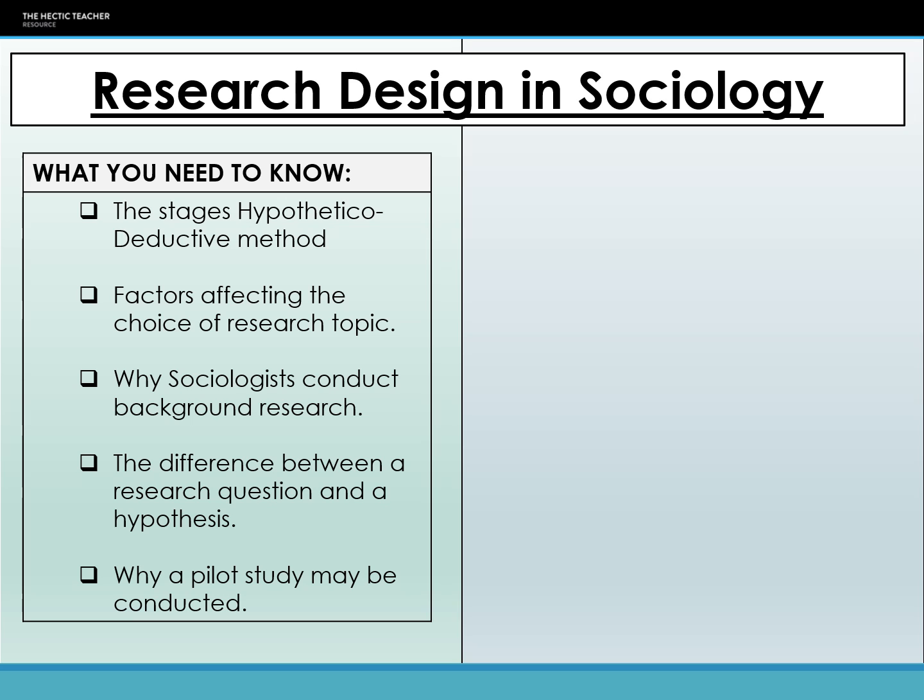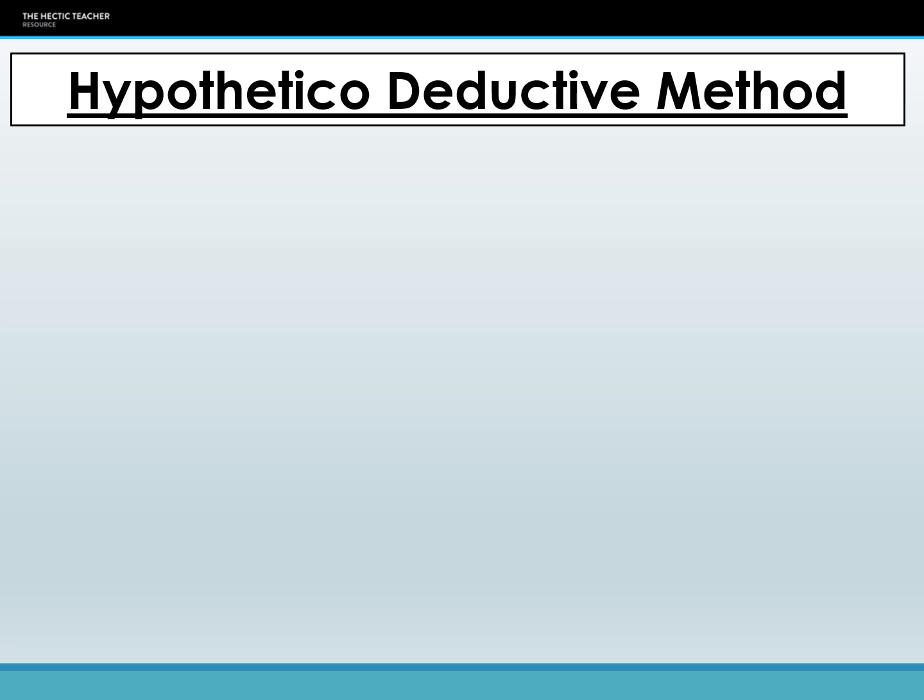But what we will do is outline the hypothetico-deductive model and why it's used, and we'll also talk in more detail about the factors affecting choice of topic, background research, hypothesis and research question, and pilot study. The last few stages of the research design process, or the research process itself, are about the conducting of research, and we will talk about that, but not in as much detail. So let's start off with talking about the hypothetico-deductive model.